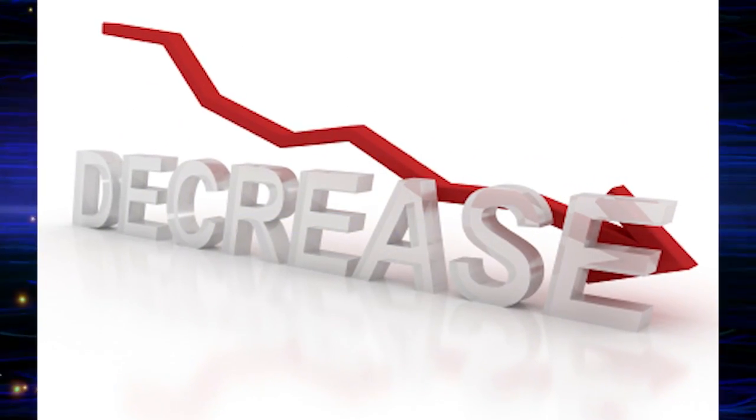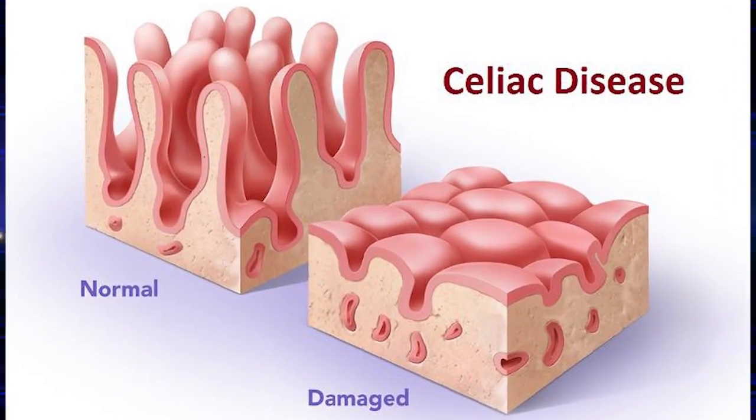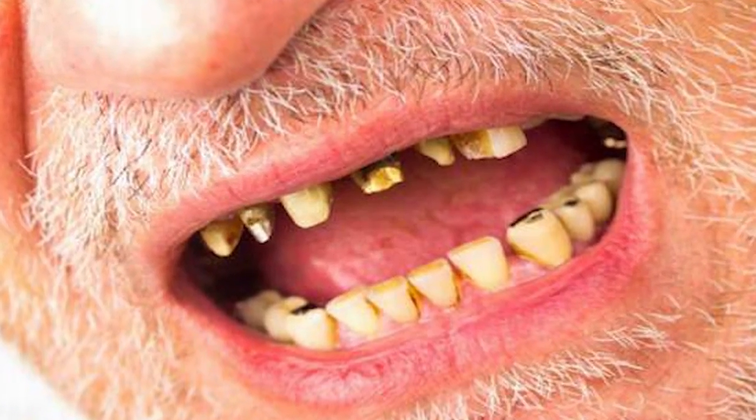Alkaline phosphatase level can be decreased in malnutrition, intestinal diseases like celiac disease, and scurvy.